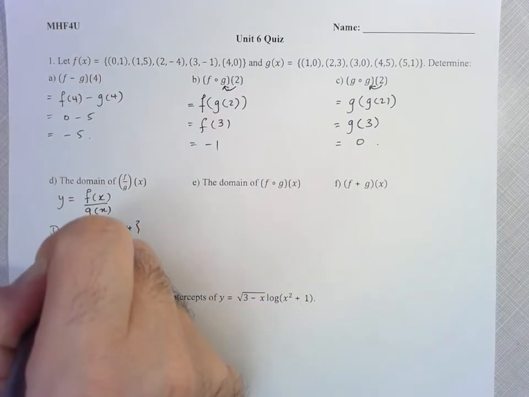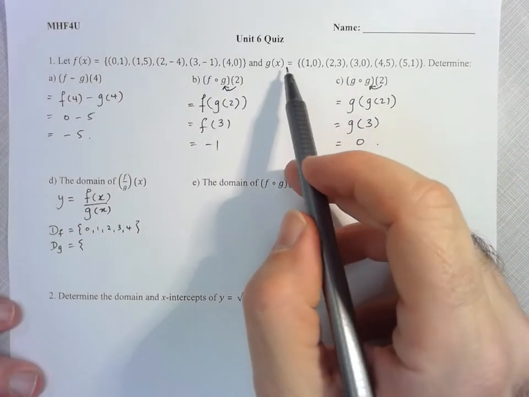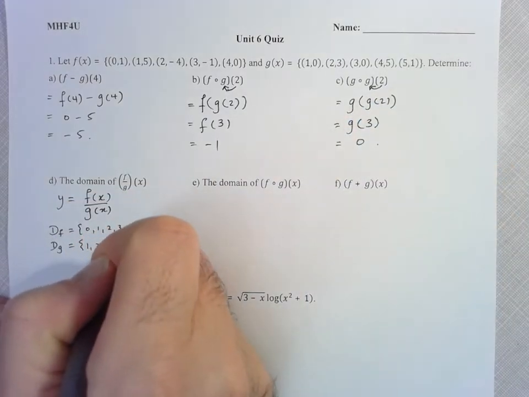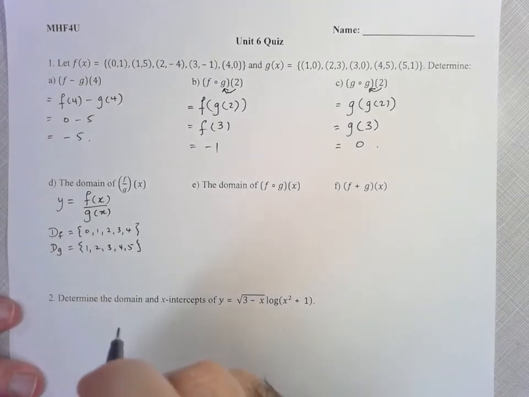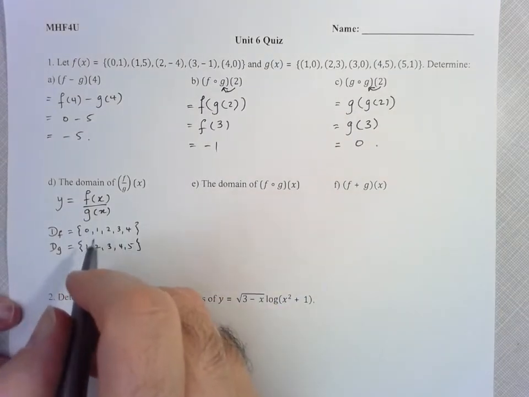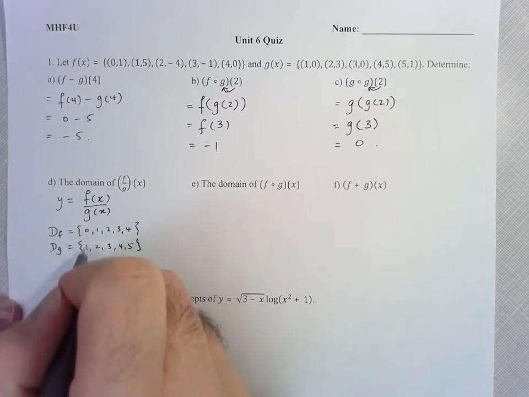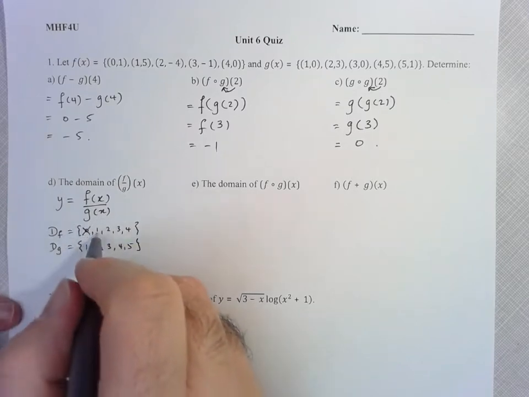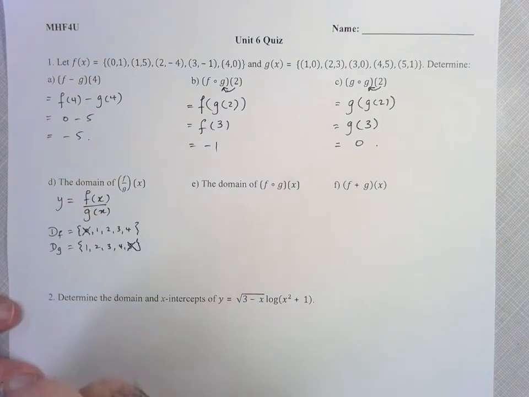Okay, similarly for the domain of g, I'm only interested in those x values that are in the domain of g, which are just 1, 2, 3, 4, 5. Okay, now what I'm interested in is those x values that are in both domains. Okay, so I see here 0 is not in both domains, so that one's going to go. 1, 2, 3, 4 is in both domains, but 5 is not.